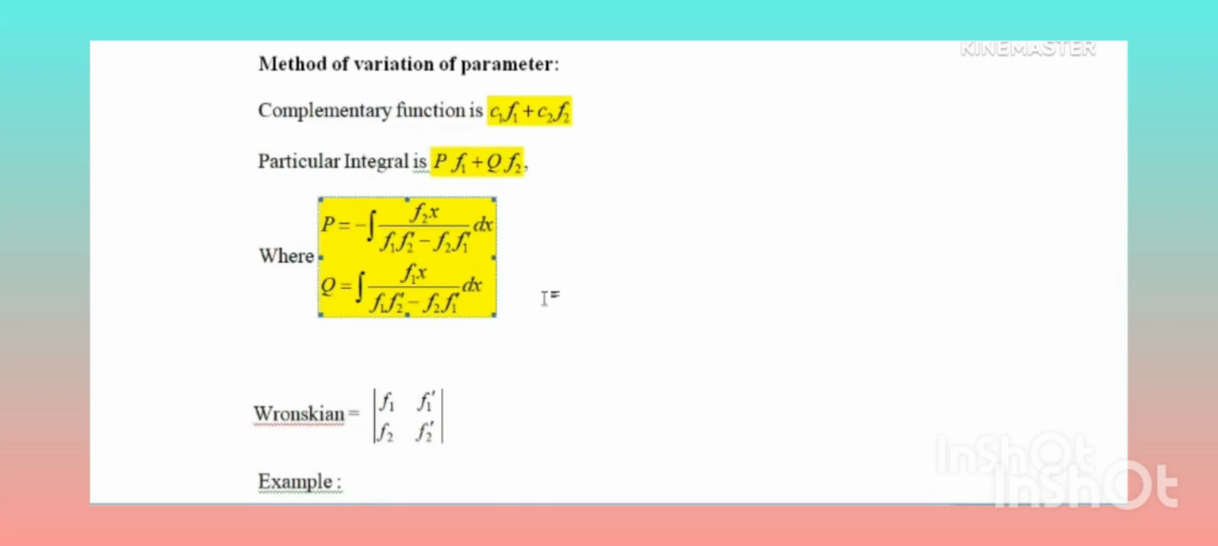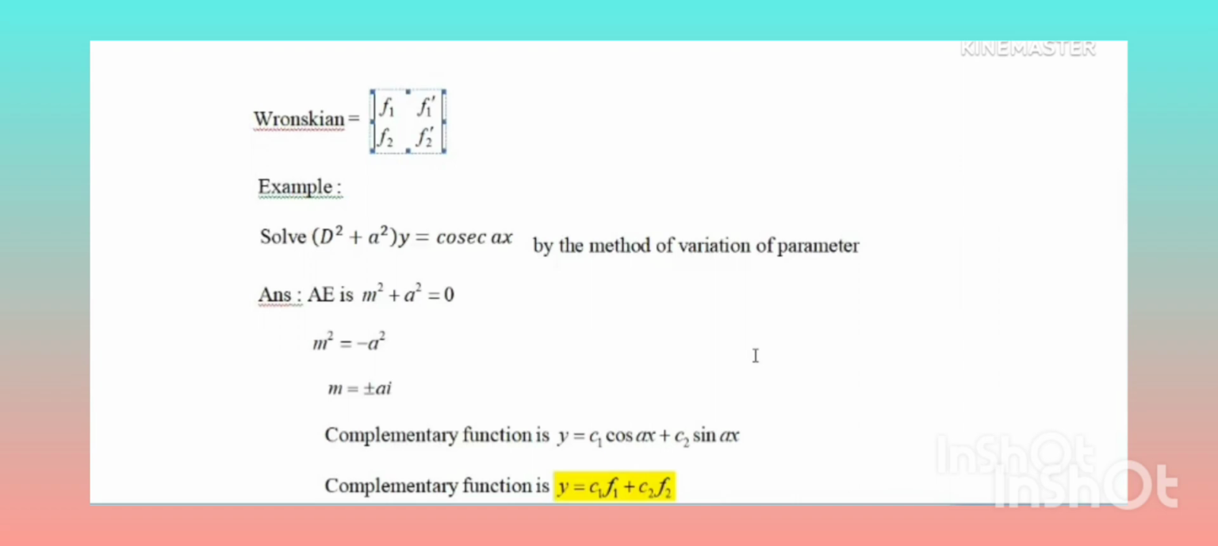This denominator, f1 f2 dash minus f2 f1 dash, is called the Wronskian. So what is a Wronskian? It is the determinant with rows f1, f1 dash and f2, f2 dash. If you find the value of this determinant, that is the Wronskian. Okay, so I will tell you one example.